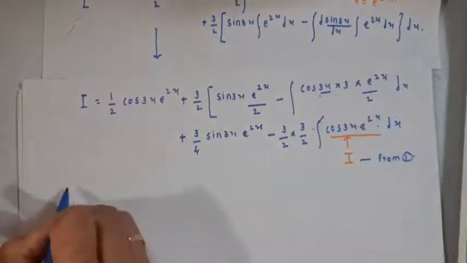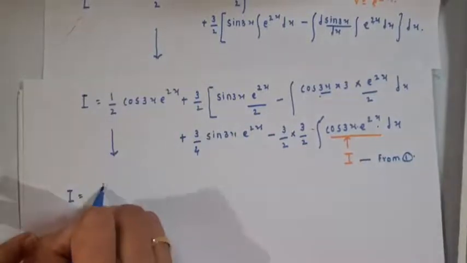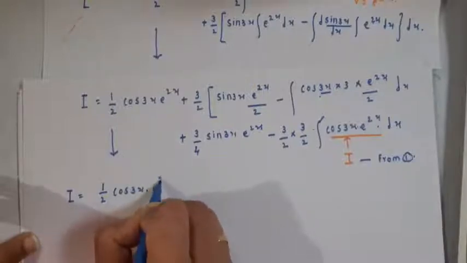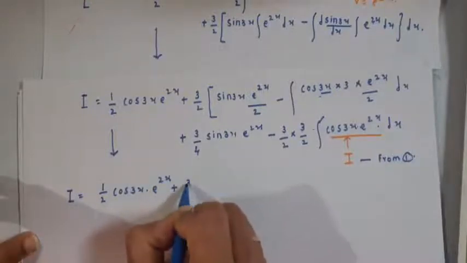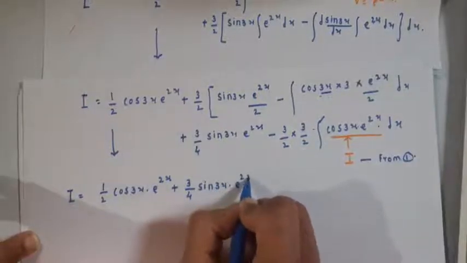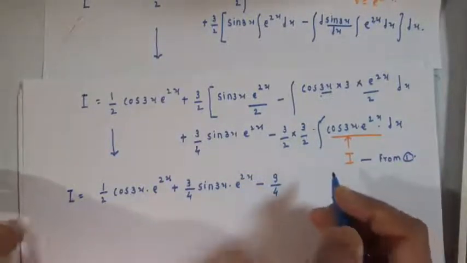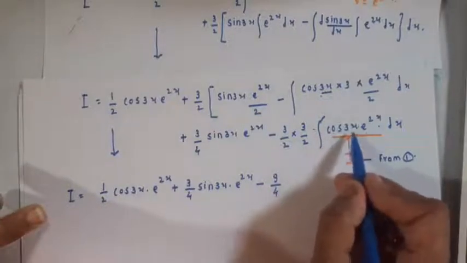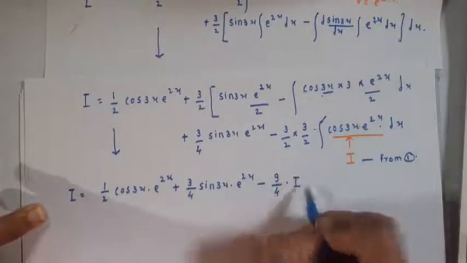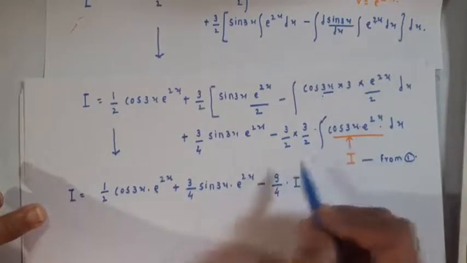Now we can write this, this is from 1, okay, and now integration I equal to, okay, this is 1 by 2 cos of 3x into e raised to 2x plus 3 by 4 sine of 3x into e raised to 2x minus 9 by 4, and this is cos of 3x into e raised to 2x. This is the integration I.